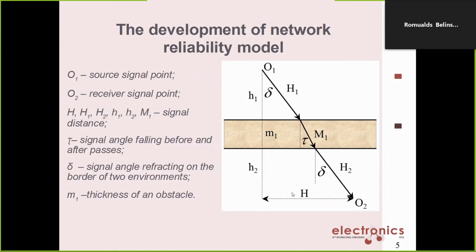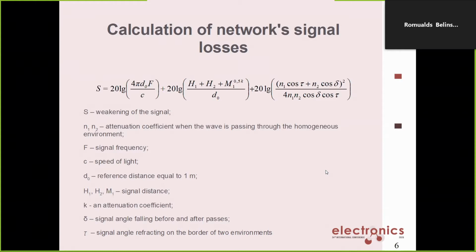In the propagation of a signal, its trajectory changes. Instead of a straight line, it becomes a broken one. In this slide, we see a matrix model which was used in our research. This model describes the weakening of a signal passing the obstacle. The size of a signal depends both on distance to the signal source, attenuation coefficients when the wave passes through the environments, and signal angles before and after passing, and signal frequency.